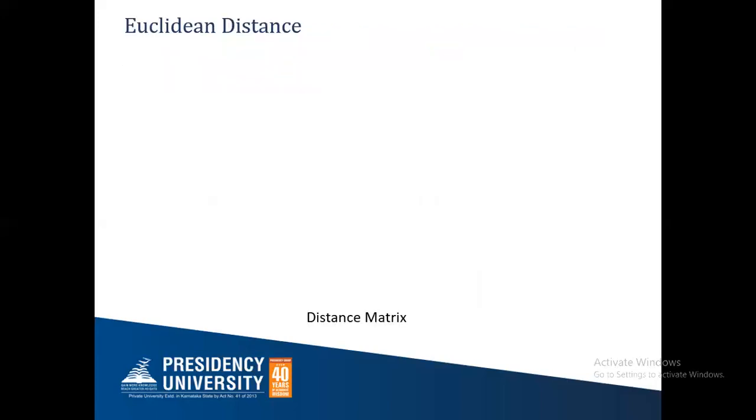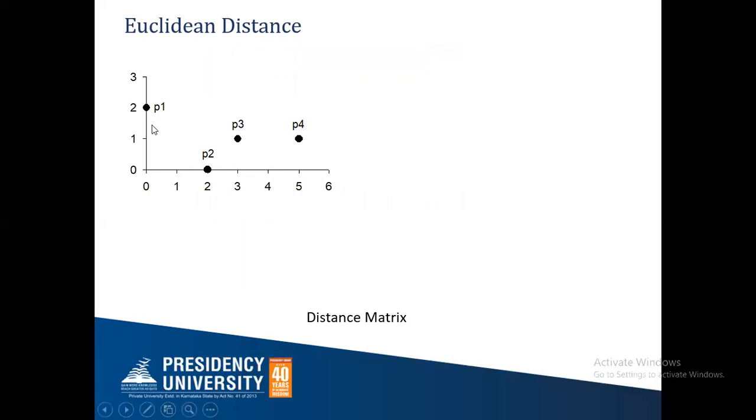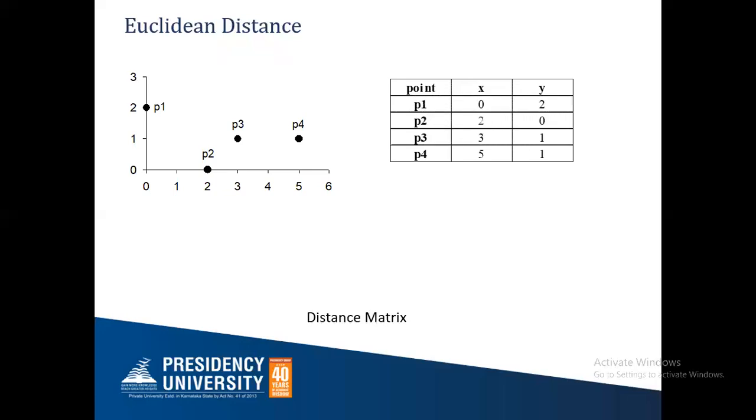So for the Euclidean distance, here we assume that there are 4 points. Note the x and y axis. So point P1 can be considered as 0, 2. X value is 0, y is 2. Similarly, P2 is 2, 0. P3 will be 3, 1. P4 is 5, 1. So those are the x and y coordinates of these 4 points. If we depict them, this is how we can note the x and y coordinates of the 4 points. P1 is 0, 2, P2 is 2, 0, P3 is 3, 1, and P4 is 5, 1.